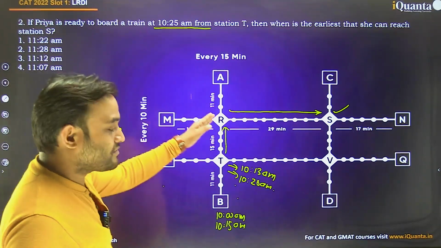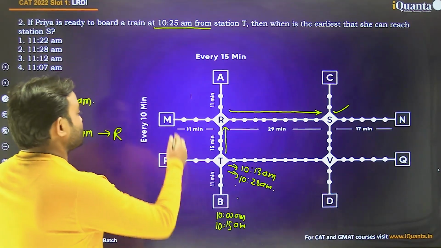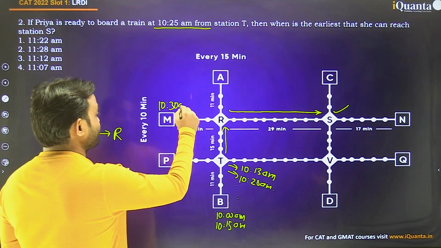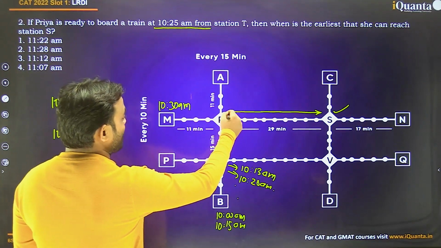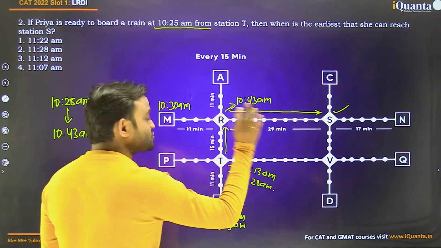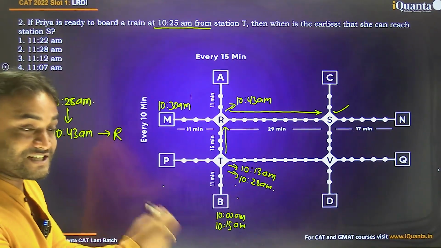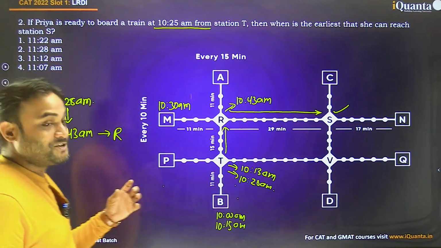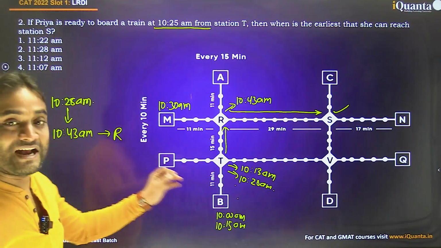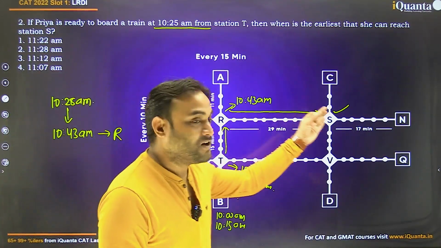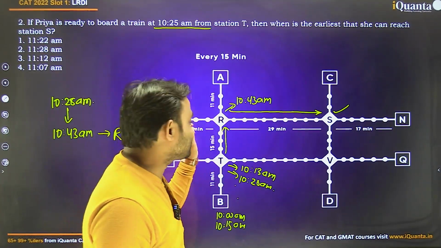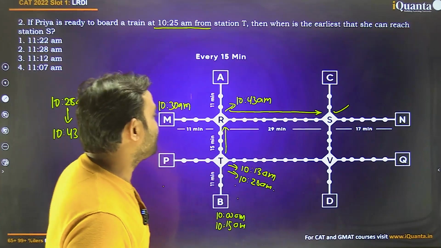Now at R, what will be the timings? The train must have started at 10:30 am and will be starting from R at 10:43 am, 11 plus 2. So she will just be able to catch this train. You can see the timings here. She is reaching R at 10:43 am, and at the same time one train is leaving from R to S. So she must catch this train. Now she is leaving with this train at 10:43 am.